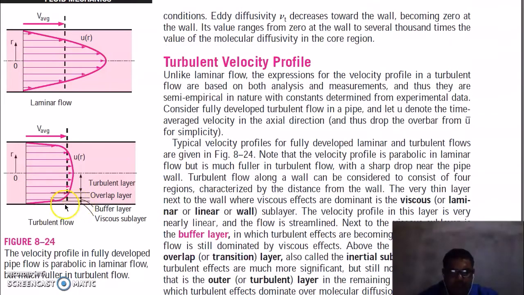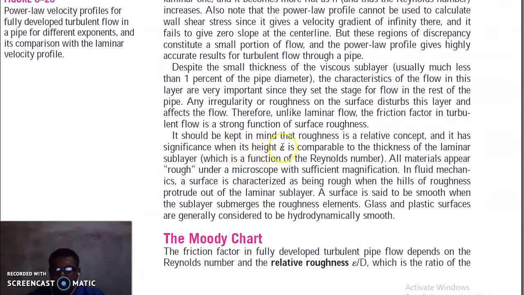So this viscous layer is very small, but it is affected by the roughness of the surface. So we have to develop some relation between the roughness of the surface and the friction factor. It should be kept in mind that roughness is a relative concept, and it has significance when its height is compared to the thickness of the laminar sublayer. All materials appear rough under a microscope with sufficient magnification.